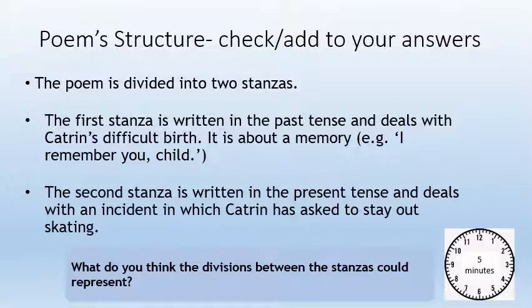And here's the answer. The poem's divided into two stanzas, obviously. The first stanza is written in the past tense and deals with Catrin's difficult birth. It is about memory, e.g., I remember you, child. The second stanza is written in the present tense and deals with an incident in which Catrin is asked to stay out skating. What do you think the division between the stanzas could represent? Why do you think the first stanza is written in the past tense and the second stanza is written in the present tense? As I say, don't overthink it. It's very obvious.